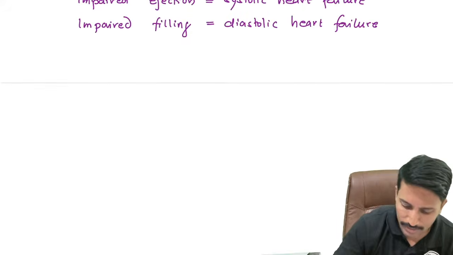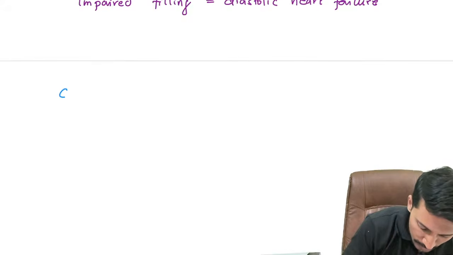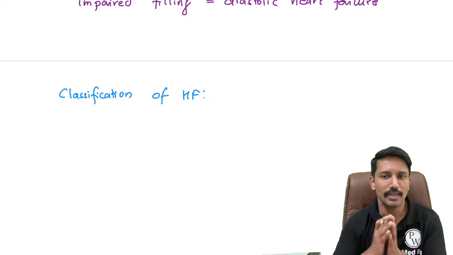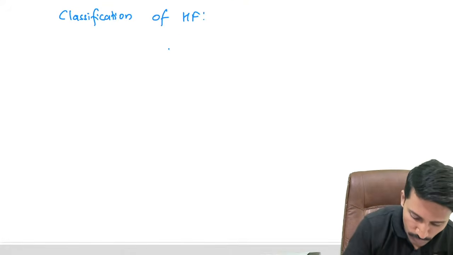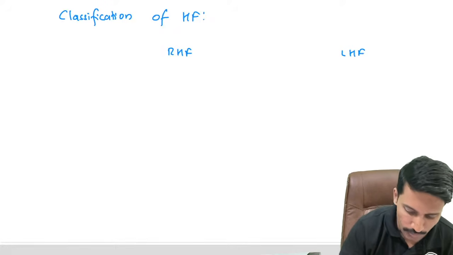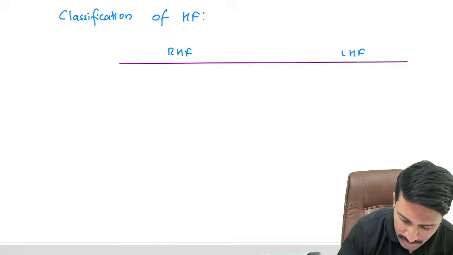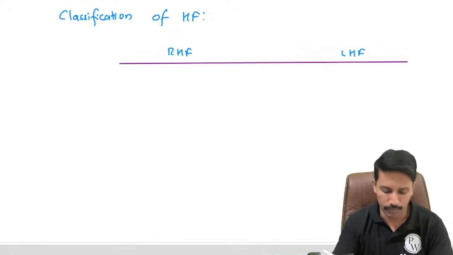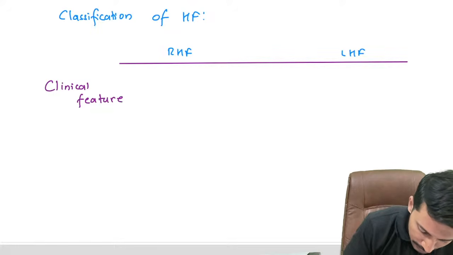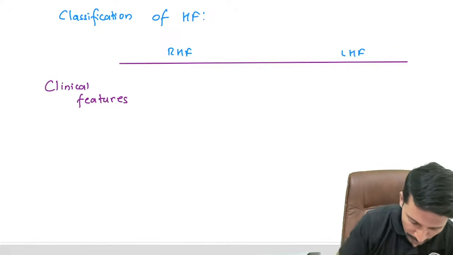Okay. Now, how do I classify heart failure? Classification of heart failure is of 2 types. One is based on which side of the heart is being affected by heart failure, whether it is the right side of the heart or the left side of the heart. So we can classify into right heart failure and left heart failure. We are supposed to write a few features describing right heart failure and left heart failure. What clinical features do I get if it is right heart failure, and what clinical features do I get if it is left heart failure. Clinical features and causes.